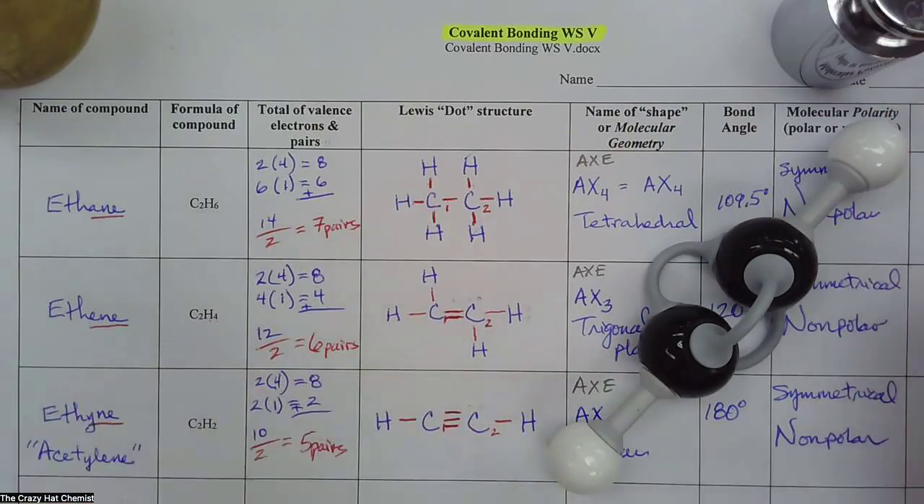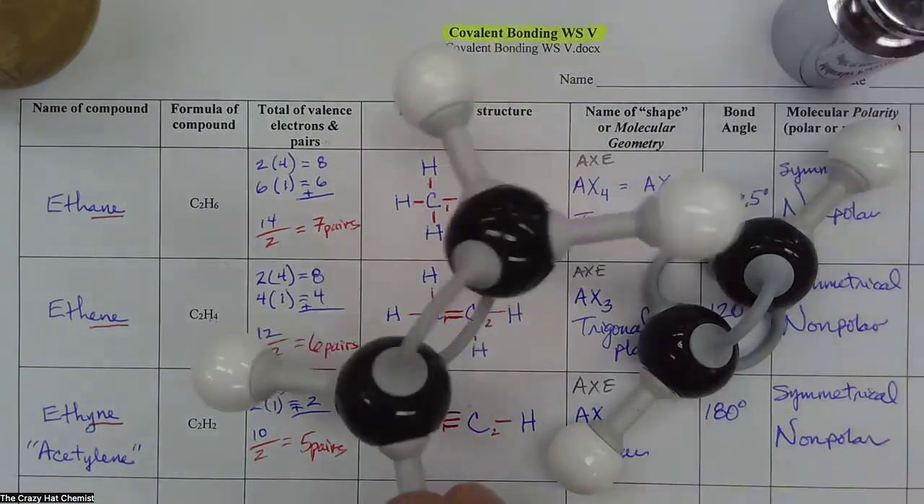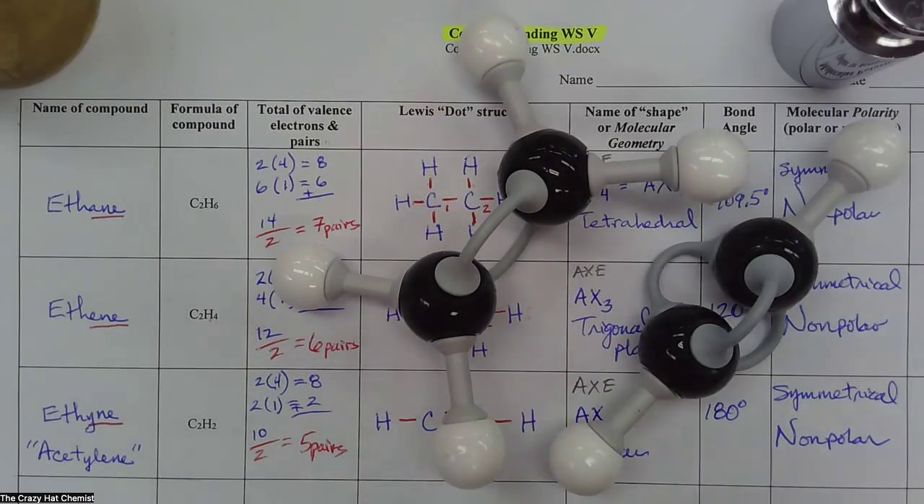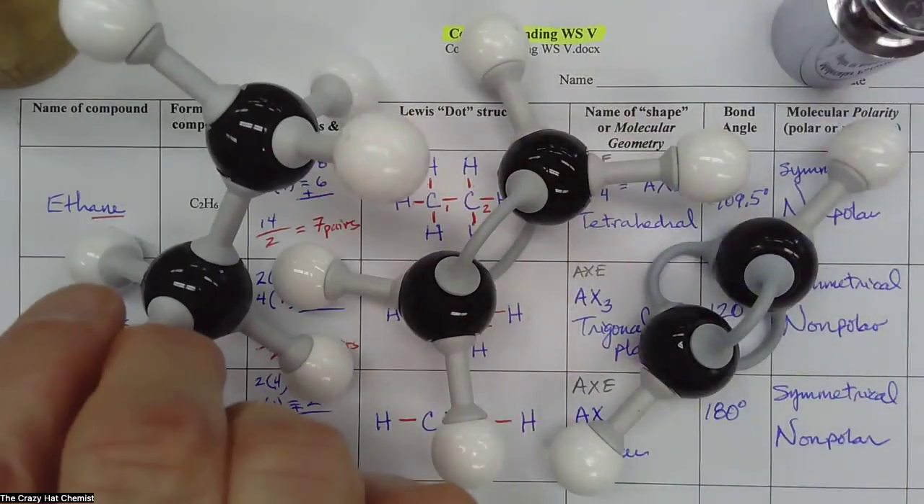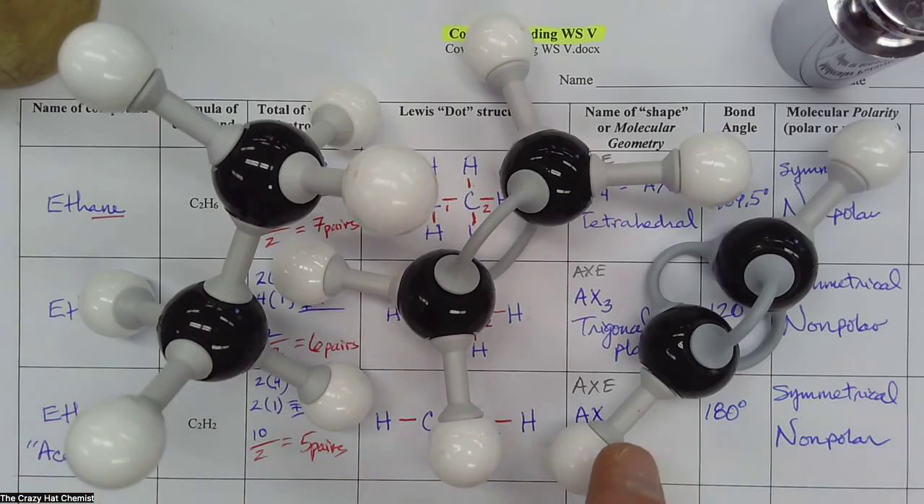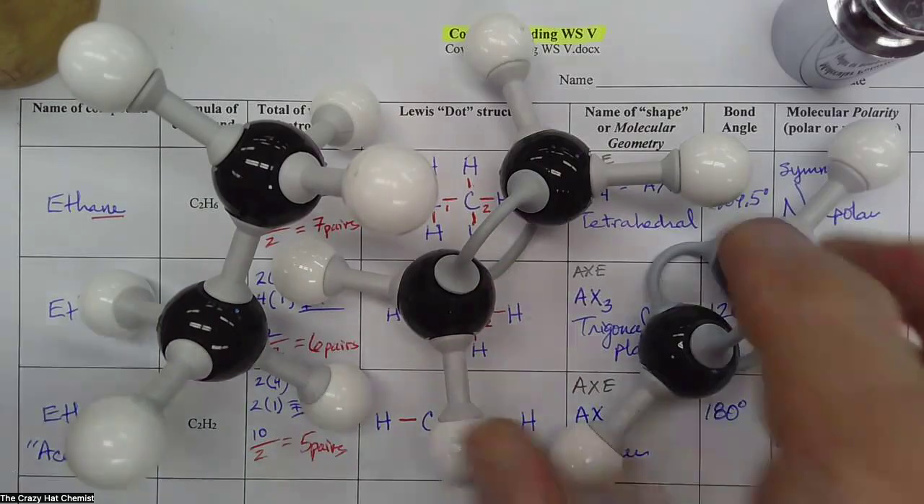So this is the last one. That's the ethyne. Here's the ethene. And here is the ethane. So I got ethane, ethene, ethyne. Single bond, double bond, triple bond.